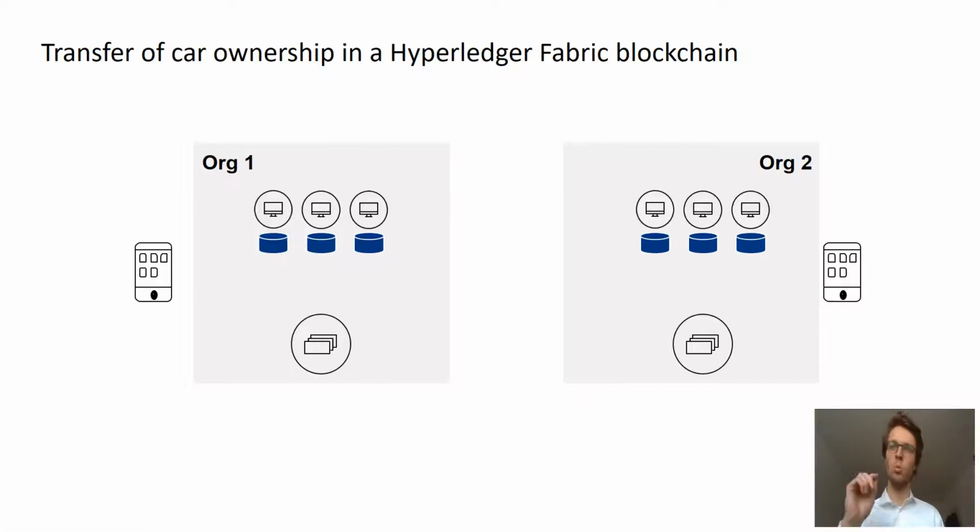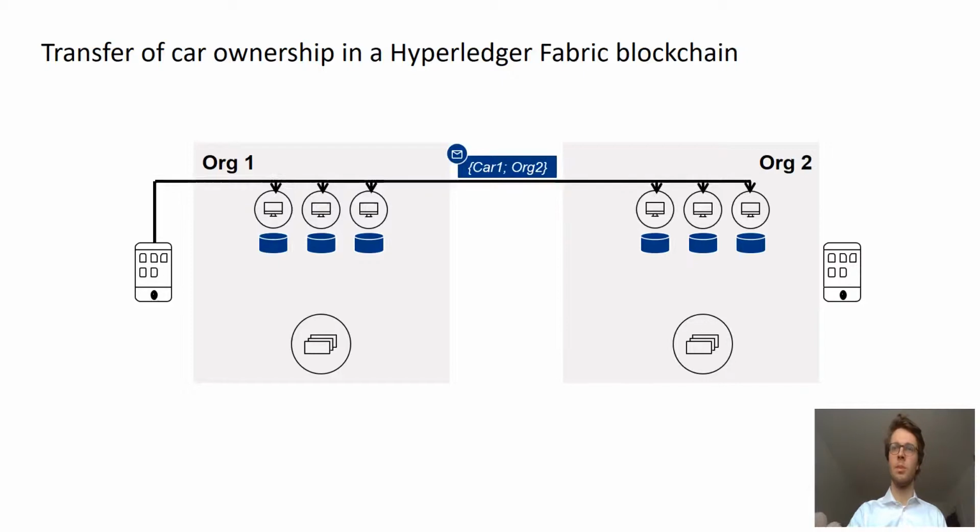Let's take an example. Organization 1 wants to transfer the ownership of a car to organization 2. So what it does, it enters its web application and selects the transaction to do, so transfer the car to organization 2, and submits this transaction. So what we see here is that the web application submits the message, car 1 is now owned by organization 2, and it submits this message to the peers of organization 1 and to the peers of organization 2.